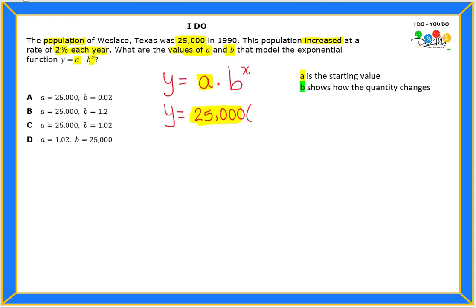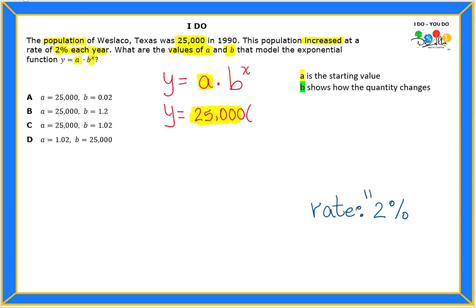What about B? B shows how the quantity changes. Now, this has to do something with what? Maybe rate of change, right? Or how fast something is changing, how something is affecting the problem, right? So if you notice, I do have another number here that says it increases at a rate of 2% each year. So the rate, and I'm going to write it down over here, the rate at which this population in Weslaco is changing is actually 2%.